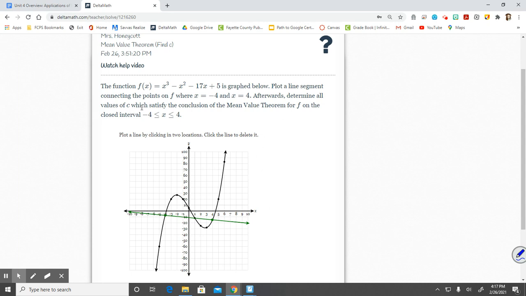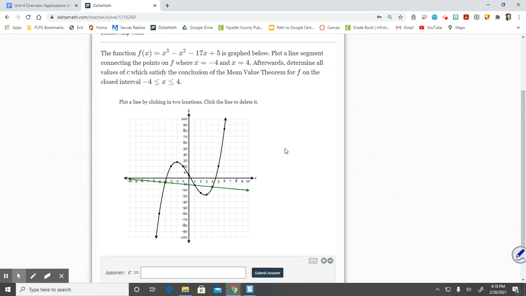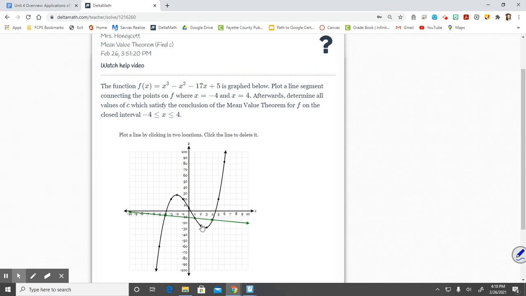Afterwards, determine the values of c which satisfy the conclusion of the mean value theorem for f on the closed interval from -4 to 4. So I plotted it. Now I'm going to work on, so really that tells me I'm only interested in this part. I'm only interested in this part of the function because that's where I plotted my curve and that's where it hits. So I'm only interested in this green part.